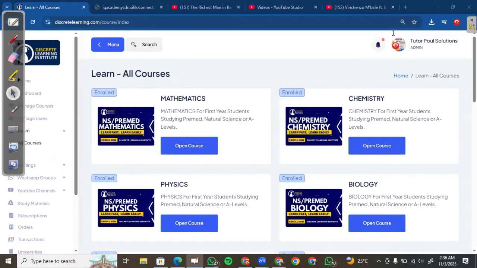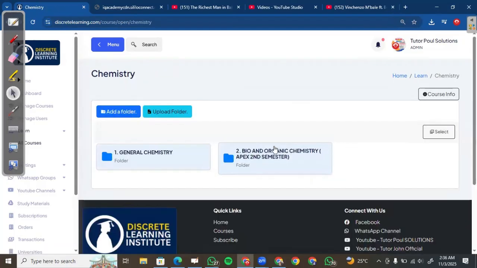Once you register and go on our website, you're going to see something like this. It depends on whatever you want. If you want math, you register for math. If you want chemistry, you register for chemistry, just like that. For example, if I open the course chemistry here, I will find two folders.